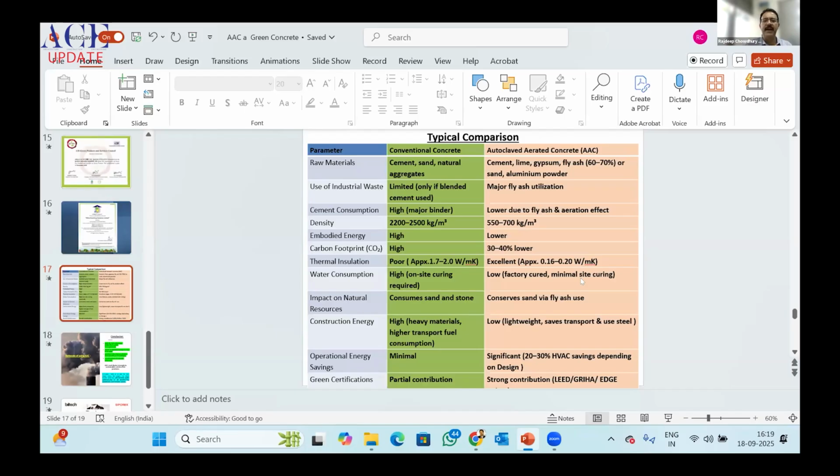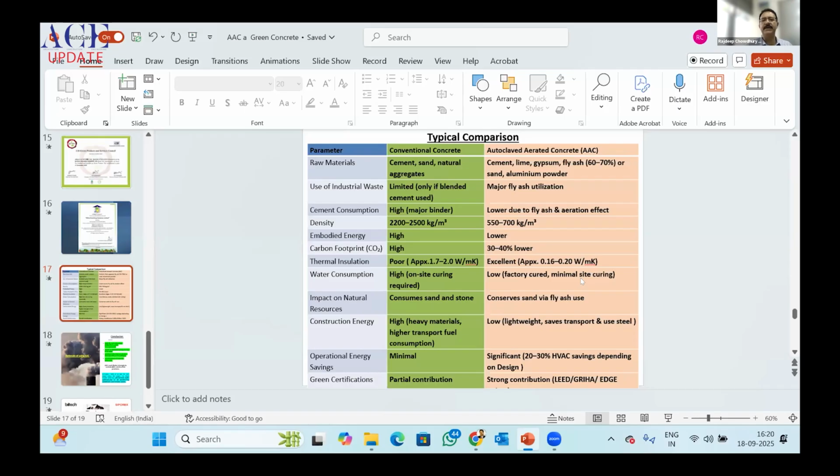Construction energy is very high here. In AAC, it's very low. Impact on natural resources: we're using industrial waste, but in conventional concrete, you have to consume sand and stone because you need aggregate, and that aggregate comes from natural resources only. Operational energy: that potential is very minimal in conventional concrete. You have to design, you have to create hollowness, or incorporate those kinds of things to have that benefit. But here it is significant. Your operational load will come down drastically because of the thermal efficiency of the product.